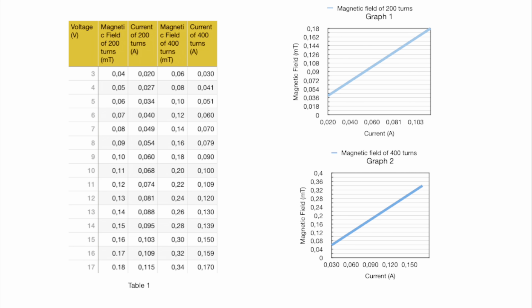Ampere's law suggests that magnetic field and current are directly proportional. Hence, after obtaining the results, I prepared a table to show the relationship between current and magnetic field. And by using these values, I plotted two graphs with respect to magnetic field and current for both solenoids.